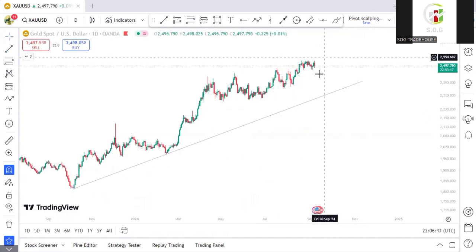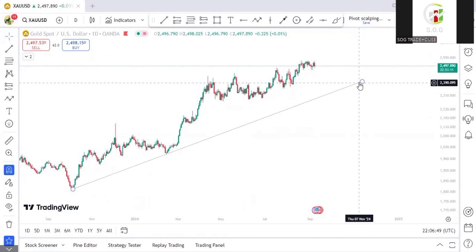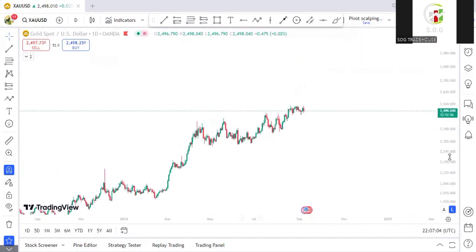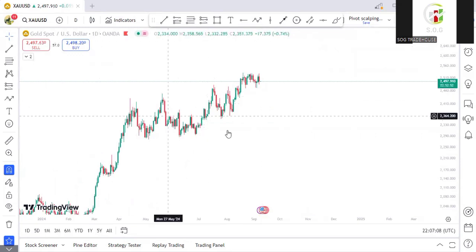But as you can see, current market price is very far from this trend line. So we have to focus on what's happening currently, not predict what will happen later. So we can trade what we see, not what we think. So we have to delete this trend line and focus on current market structure. So currently, this is what is happening on gold.